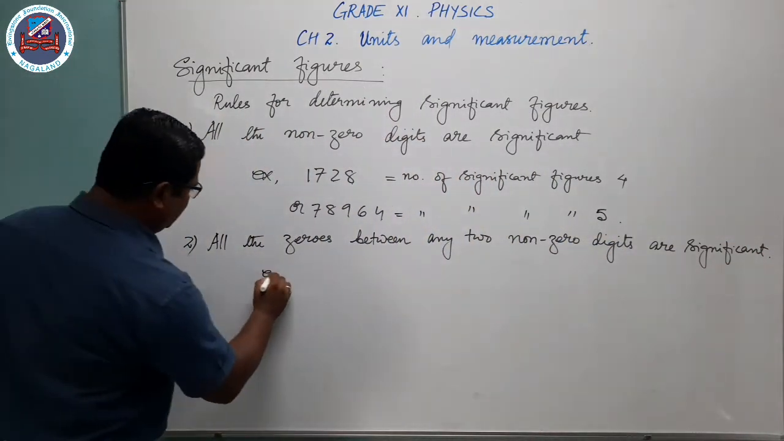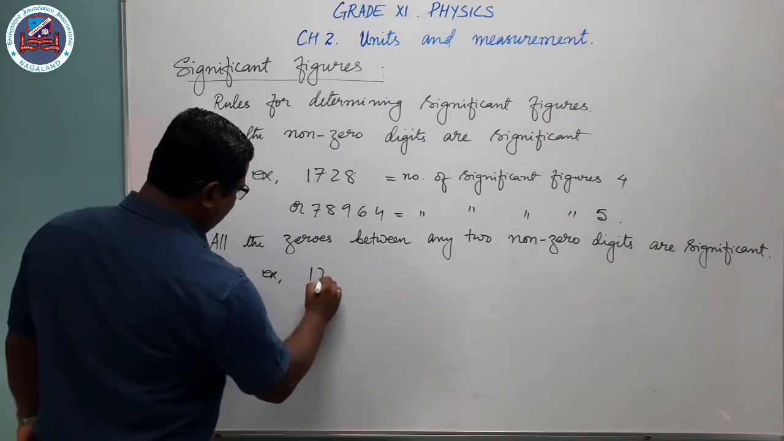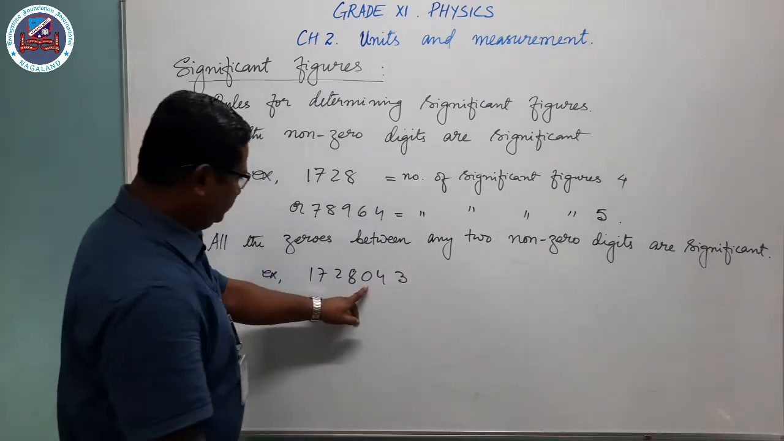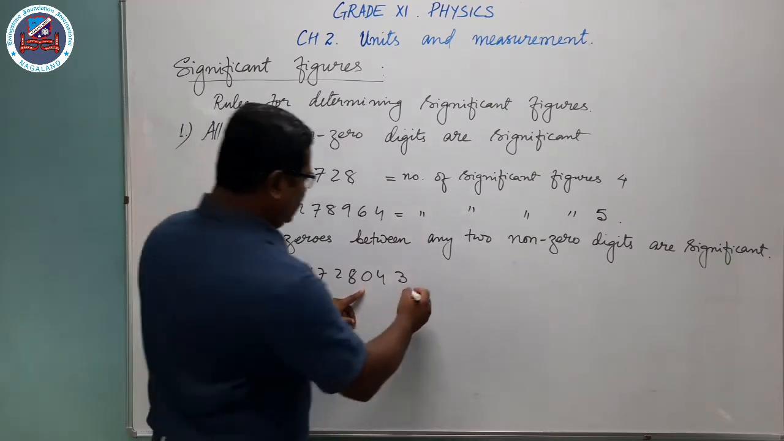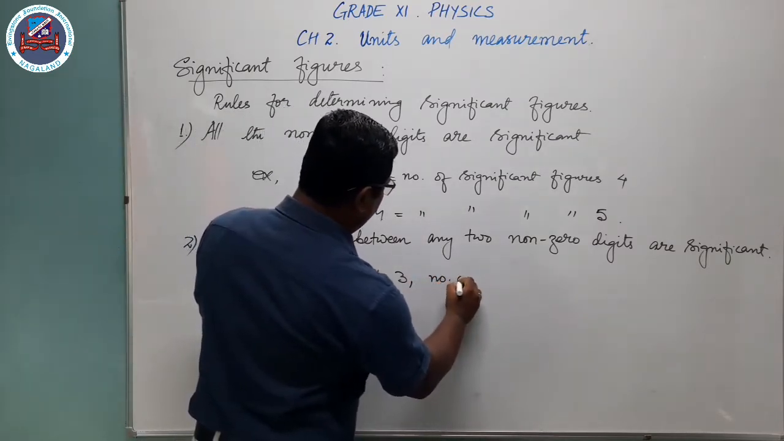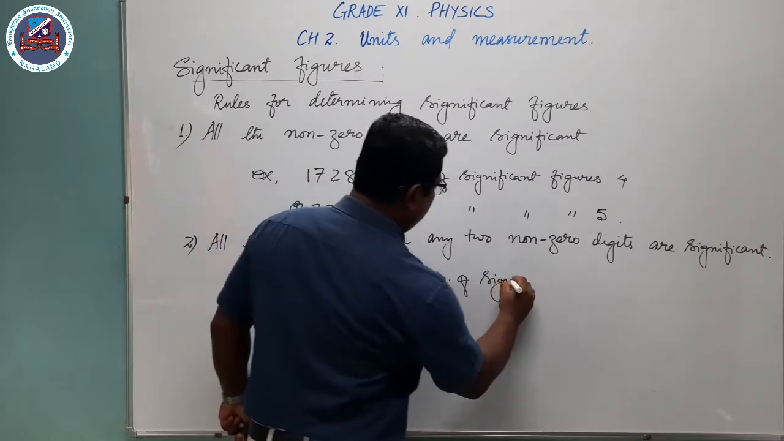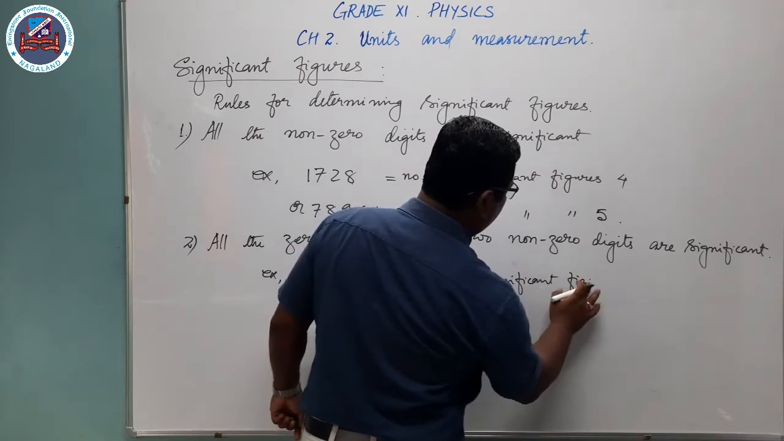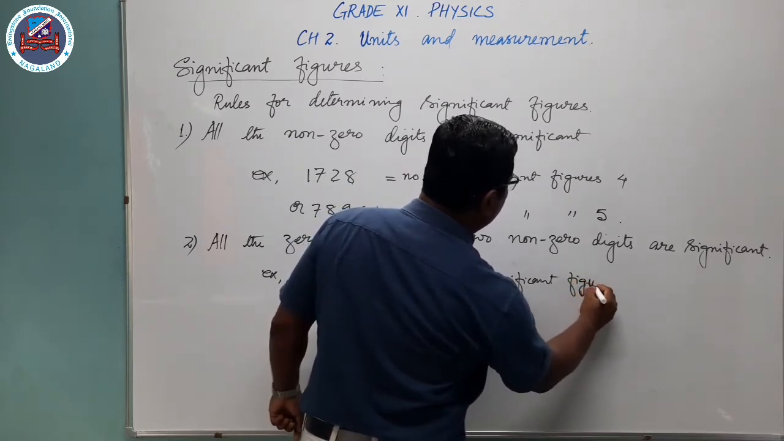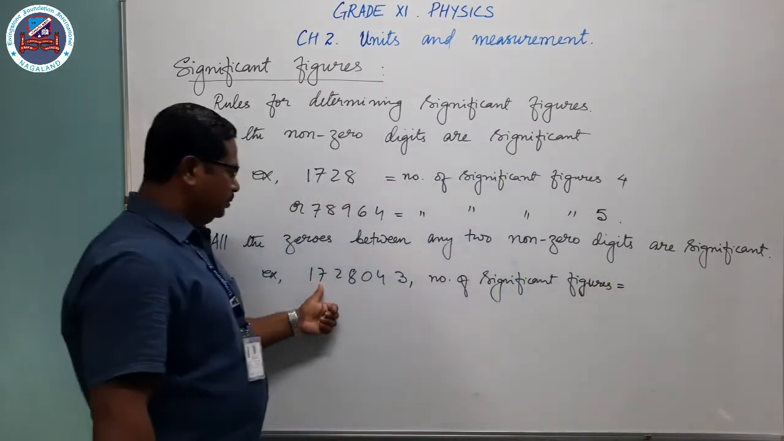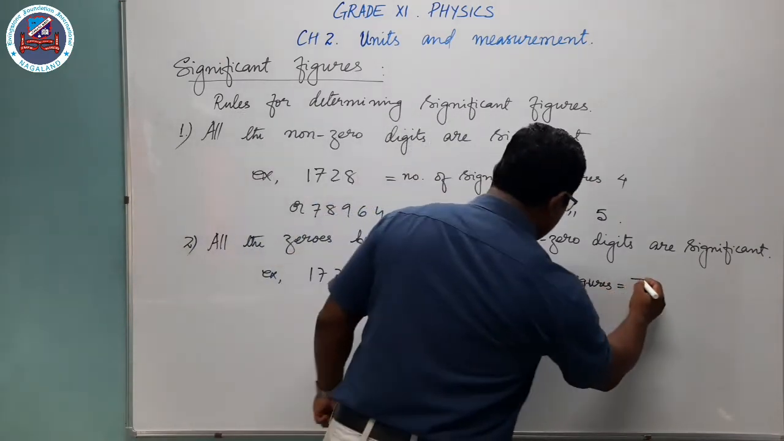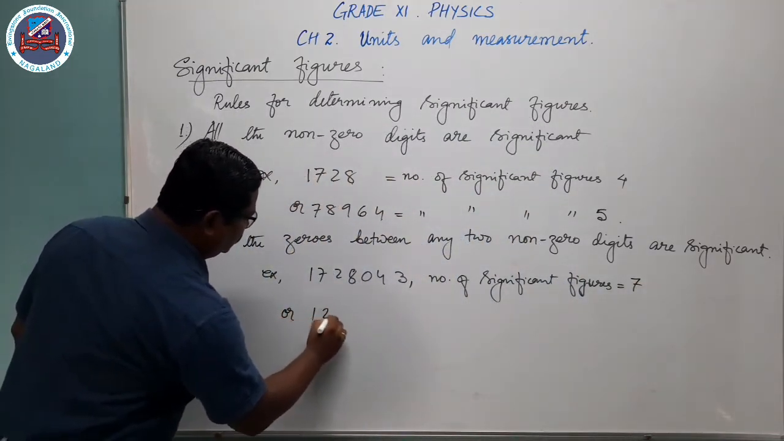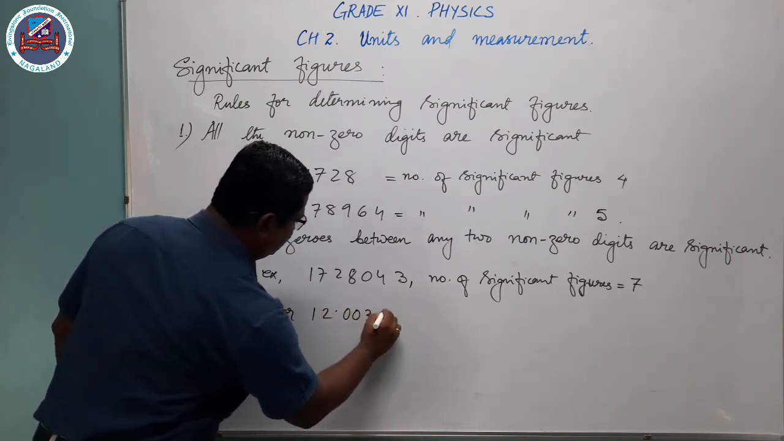Let us see one example. 1728043. As an example, a 0 is there, so that will come under significant figures. Here you will write the number of significant figures is equal to 1, 2, 3, 4, 5, 6, 7. It will be 7. Another example, let us take 12, decimal is there, then 0036.